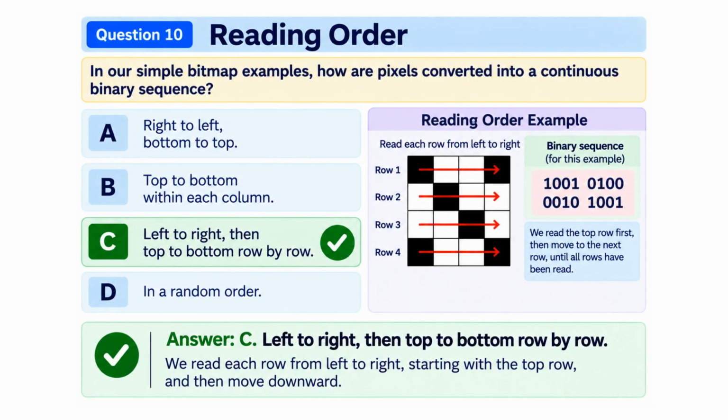Question 10. Reading order. In our simple bitmap examples, how are pixels converted into a continuous binary sequence? The correct answer is C. Left to right, then top to bottom, row by row. We begin with a top row. We read each pixel from left to right. When we reach the end of that row, we move down to the next row. Again, we read from left to right. We continue this process until every row has been read. The binary values from all the rows can then be joined together to create one continuous binary sequence. So remember, read left to right, starting at the top, and move downward row by row.